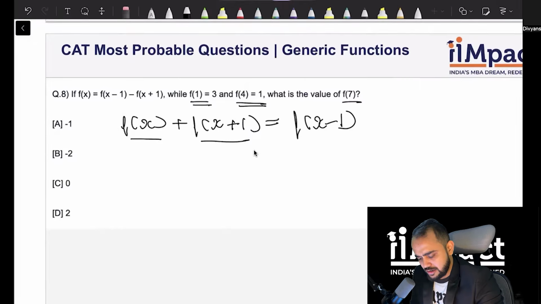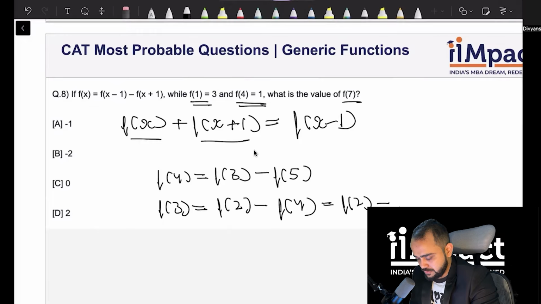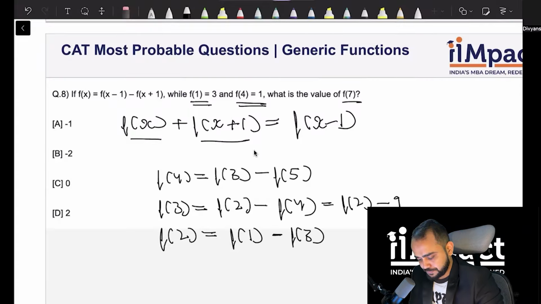So let's start. F of 4 is going to be f of 3 minus f of 5. All right. F of 3 is going to be f of 2 minus f of 4. And I know f of 4, so this is going to be f of 2 minus 1. F of 2 is going to be f of 1 minus f of 3. And f of 3 I know in terms of f of 2. So I can substitute that. I can substitute the value of f of 1.